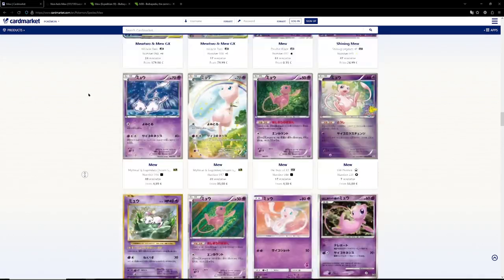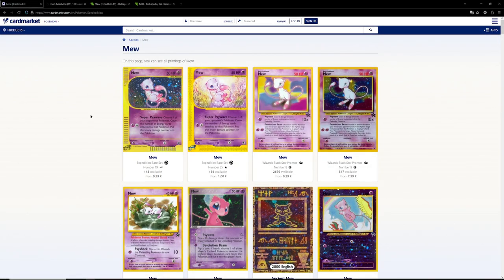I did also have to mention, I'm not going to look at BGS Black Labels or CGC Perfect 10s at all, since that would completely throw off the balance. As an example, this Mew card right here, the Wizards of the Coast Black Star promo, a card that has been printed into absolute oblivion. There are so many copies of this card out here.